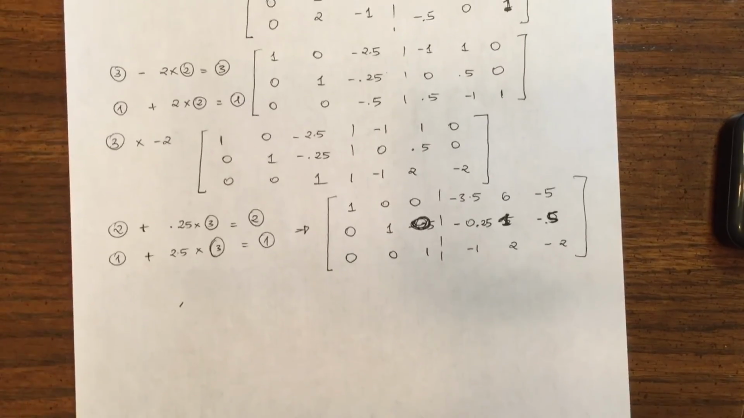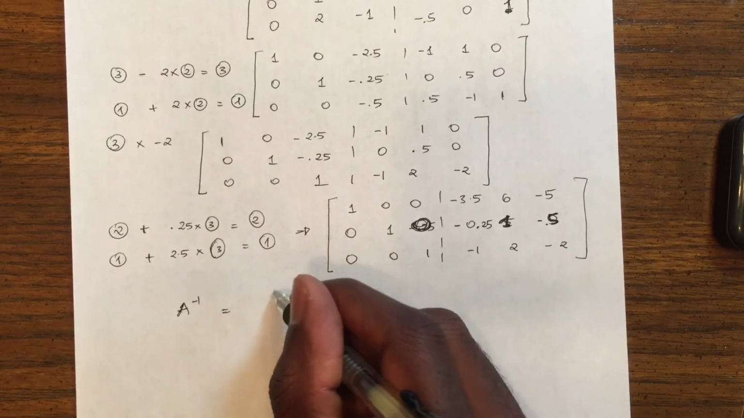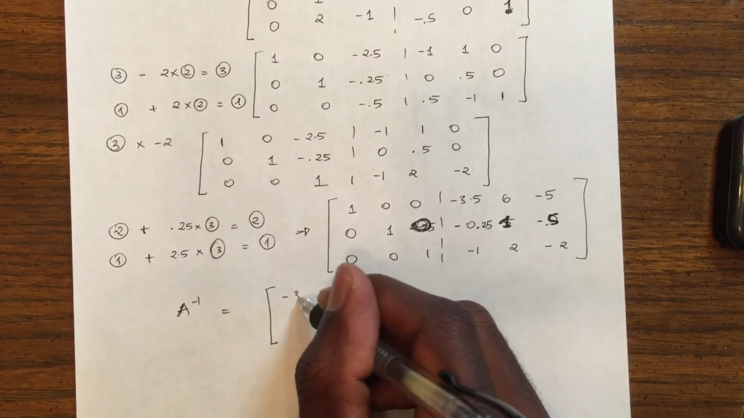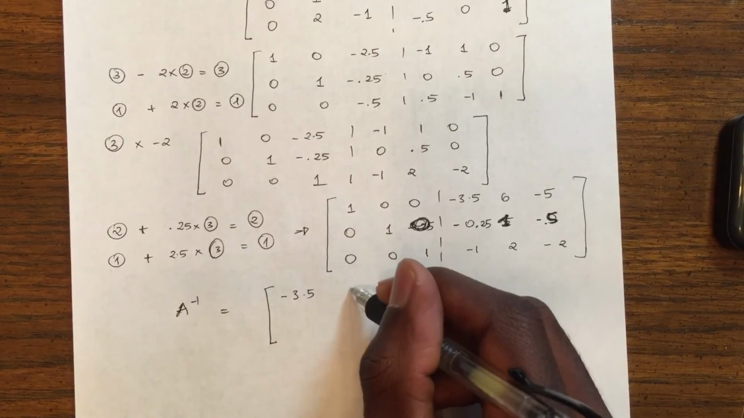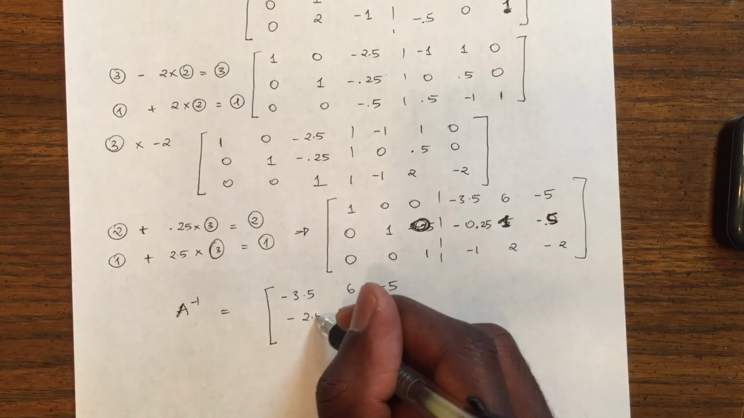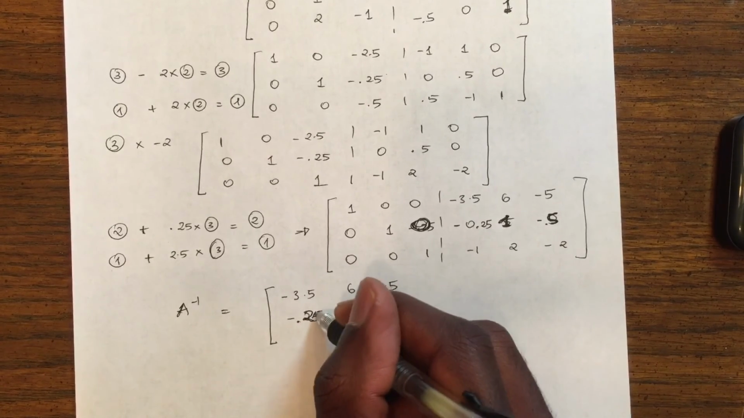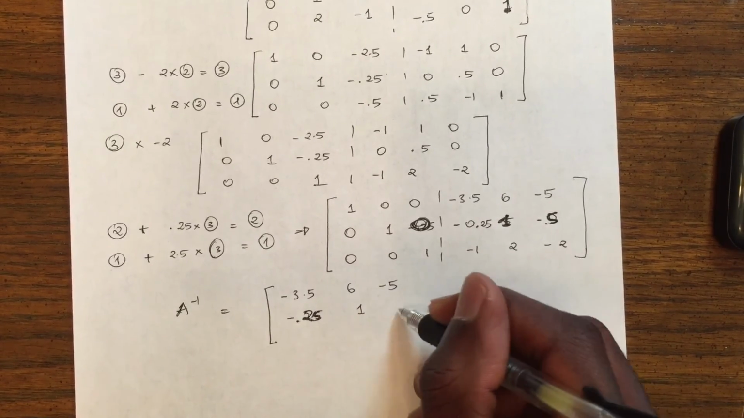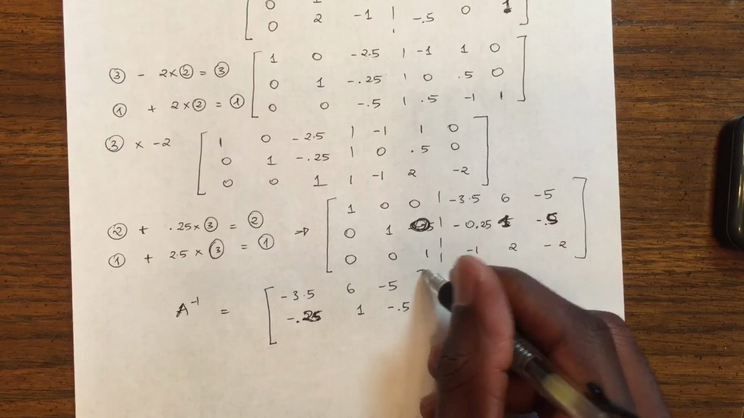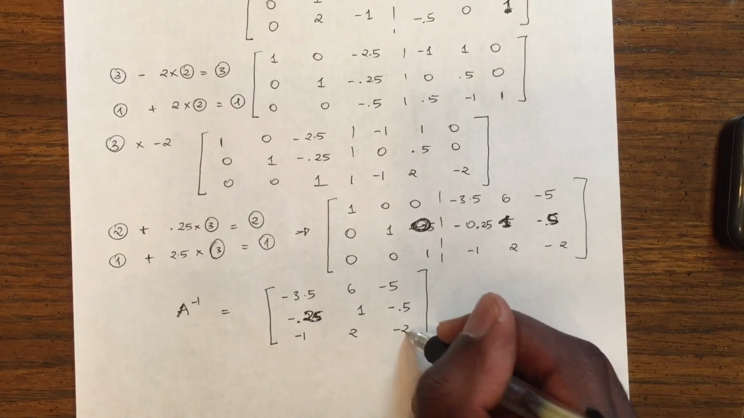So what we're going to get here as our final answer, the inverse of our matrix, is going to be -3.5, 6, -5, -0.25, sorry, 1, negative 0.5, negative 1, 2, negative 2.